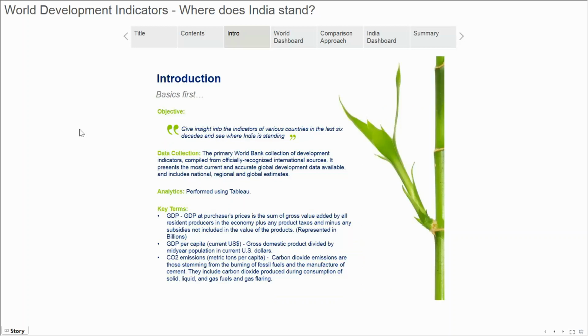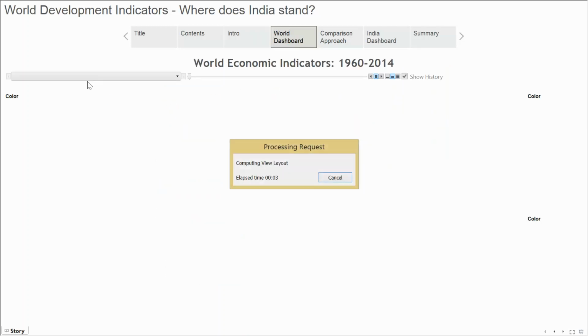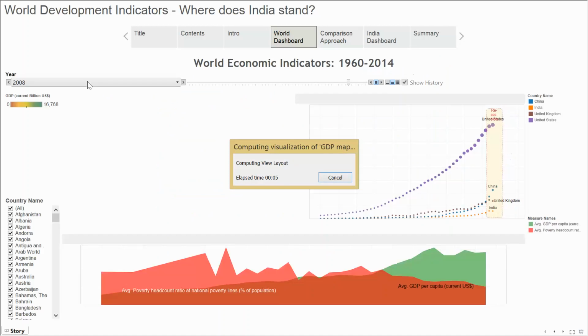The objective of our analysis is to give insight into the indicators of various countries in the last 6 decades and see where India is standing. Alright, let's look at the world economic indicators first.